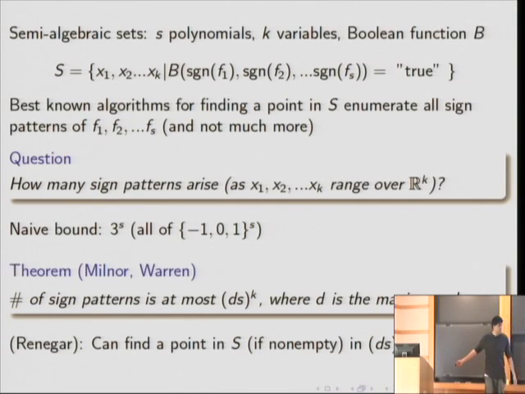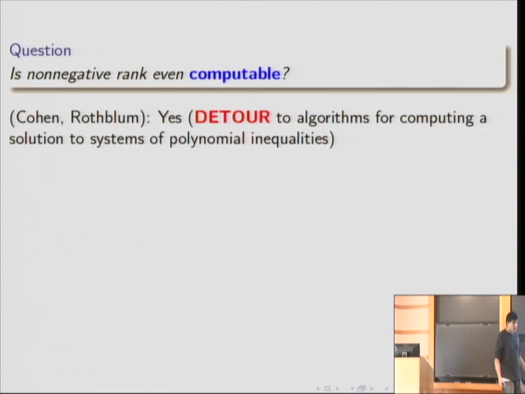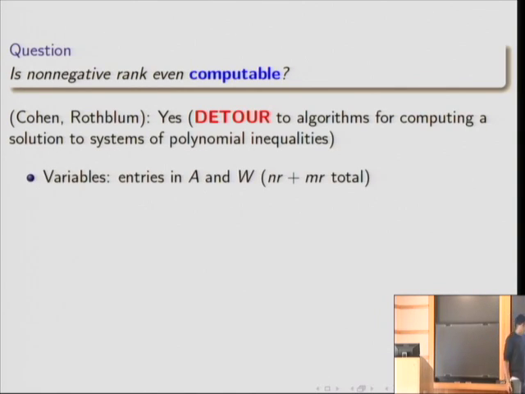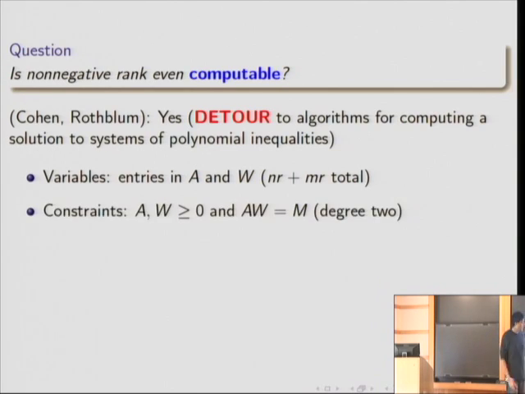Okay, so let me return to this question: is the non-negative rank even computable? And now actually the answer is yes, just due to Renegar's algorithm. We can create variables for the entries in A and W, where A is an M by R matrix and W is an R by N matrix. So the number of variables, one for each entry, is N times R plus M times R. And now we can write the constraints that A and W be entry-wise non-negative. These are just linear constraints on these variables.